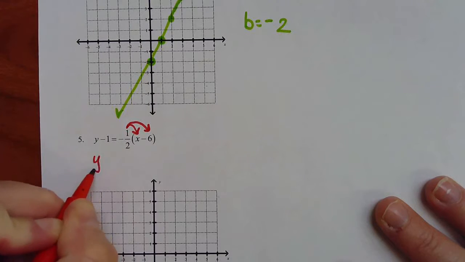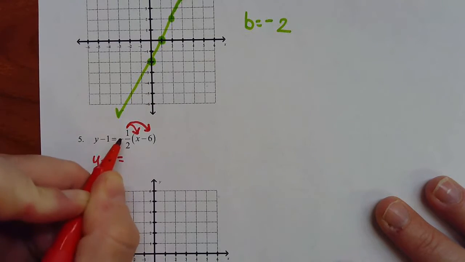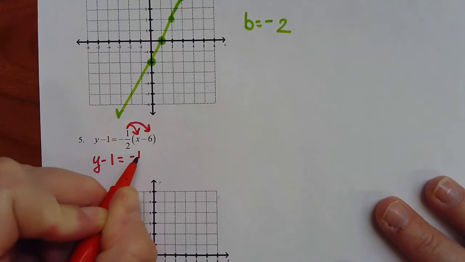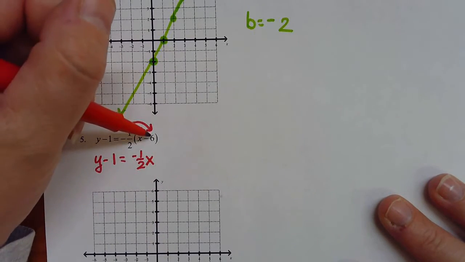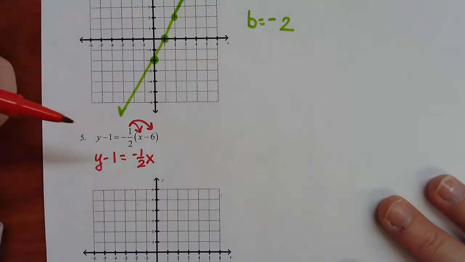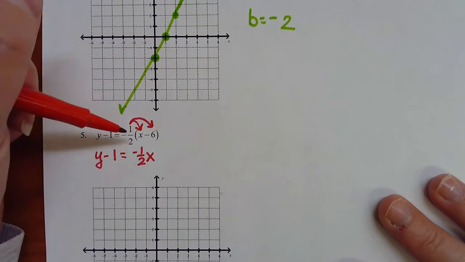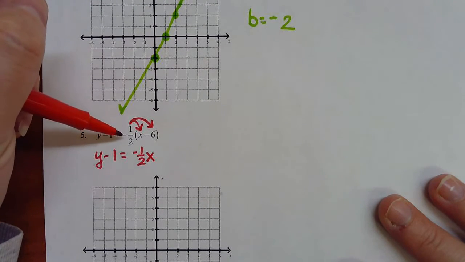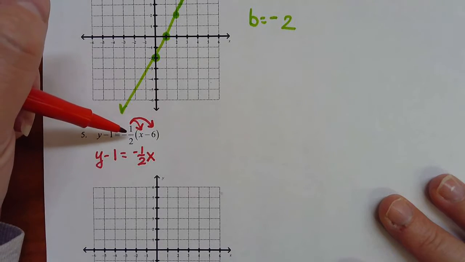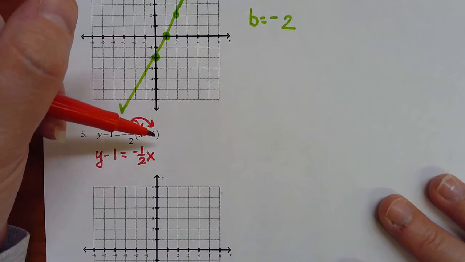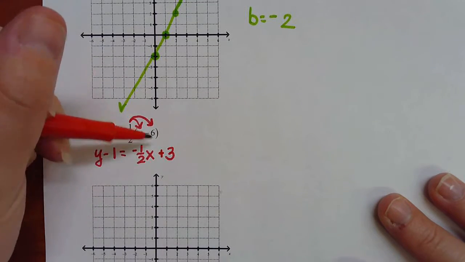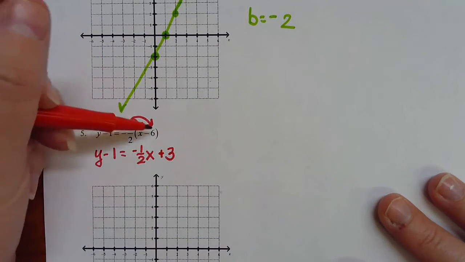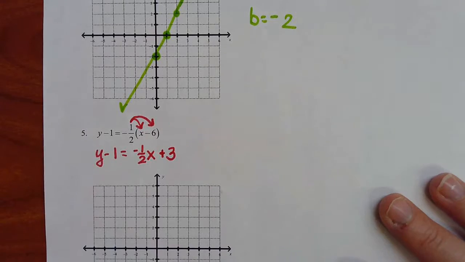When I distribute, I have y minus 1 equals negative 1/2 times x is just negative 1/2 x, negative 1/2 times a negative 6. So if you don't know what to do with fractions, negative 1/2 is the same thing as negative 0.5. Negative 0.5 times a negative 6 is going to be a positive 3. Negative times a negative is a positive. Half of 6 is 3.